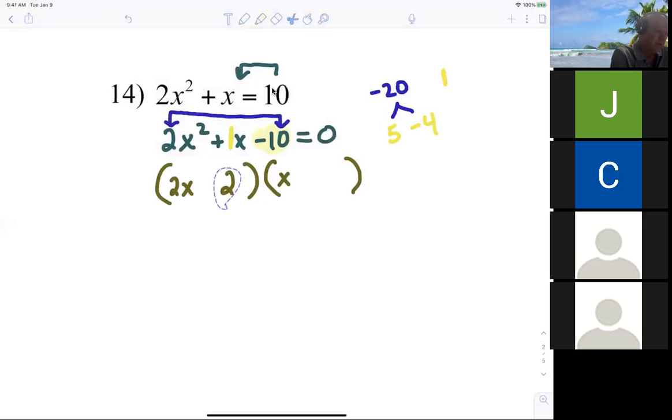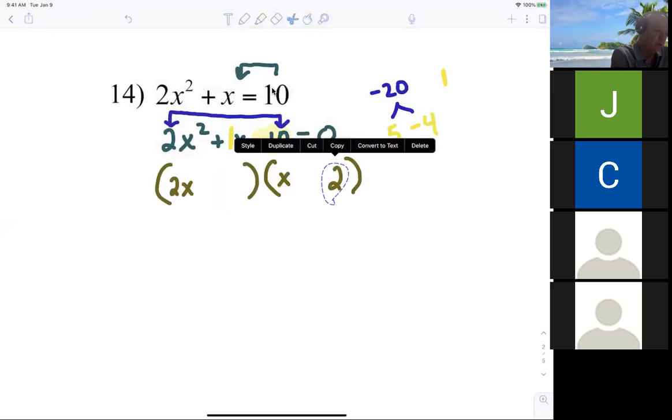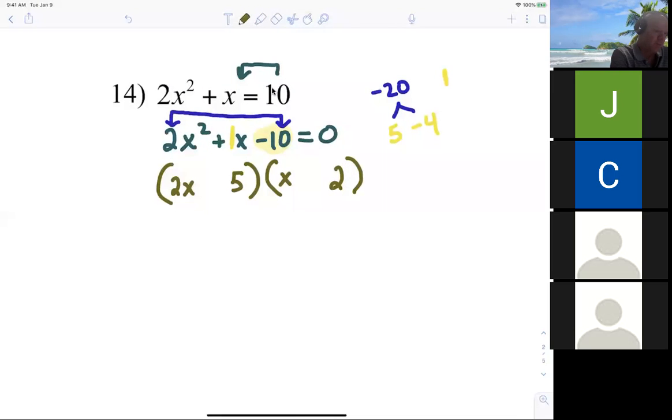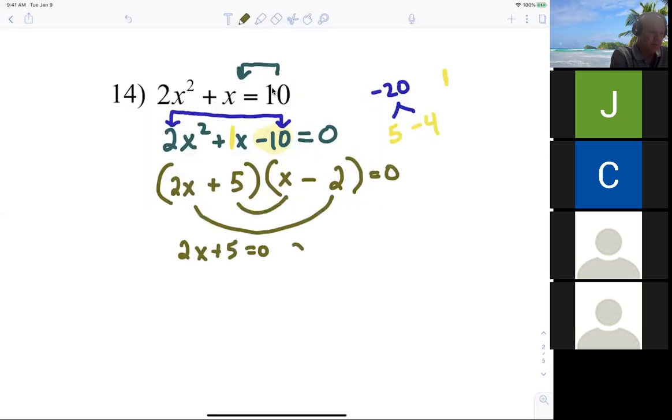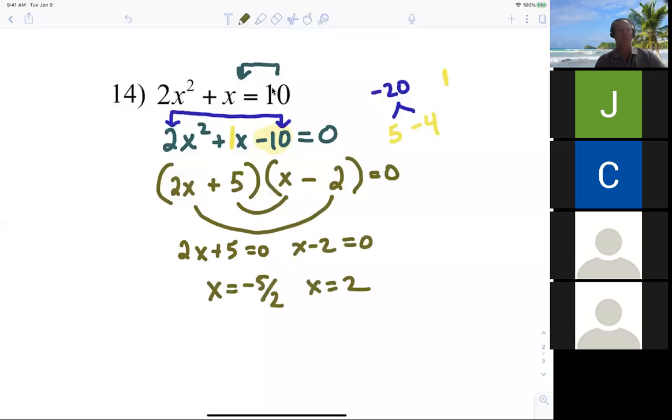2 cannot go on the left side because it can't be a factor of that. So I know the 2's got to go over here, which forces me to put the 5 here. Remember, we did the smiley face. That's 5, and that's 4. I want the 5 to be positive and the 4 to be negative. So there we have it factored. Now remember, it's just setting the factors equal to 0. Now you solve this. All right, that's mental math. I'm expecting everybody to just say that's negative 5 over 2, and x equals 2.